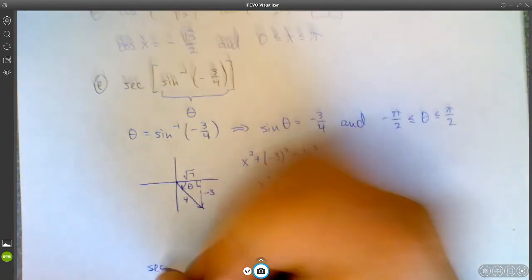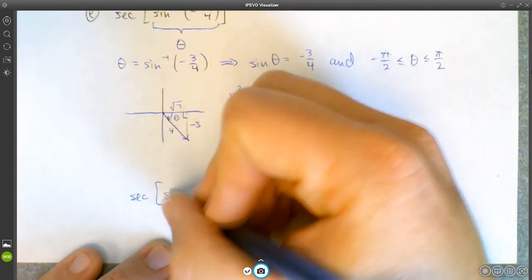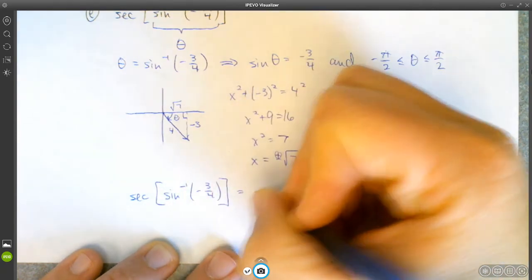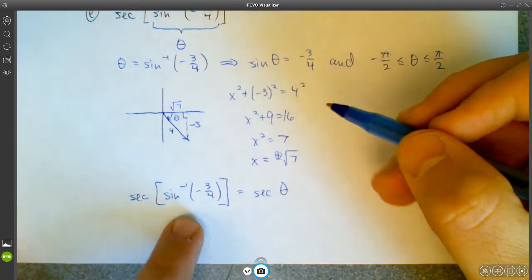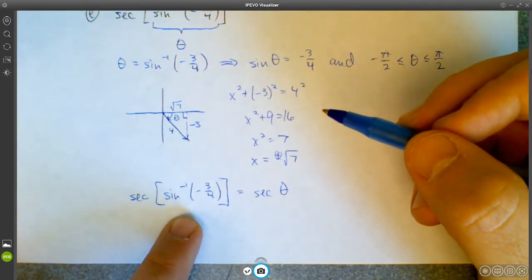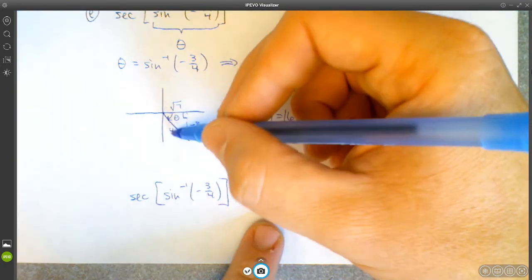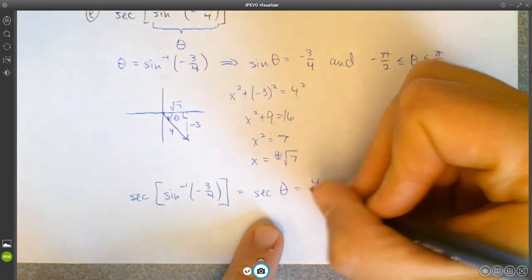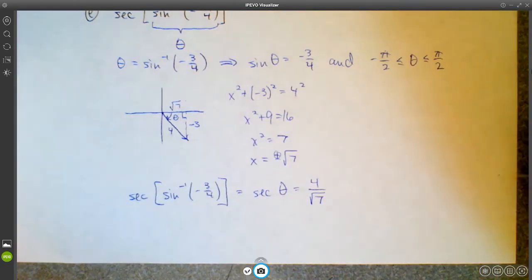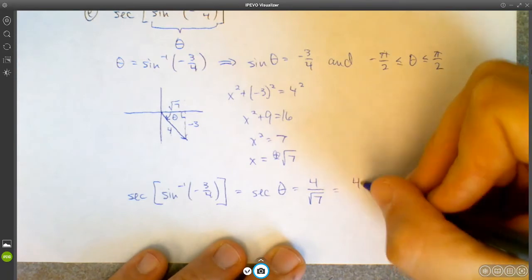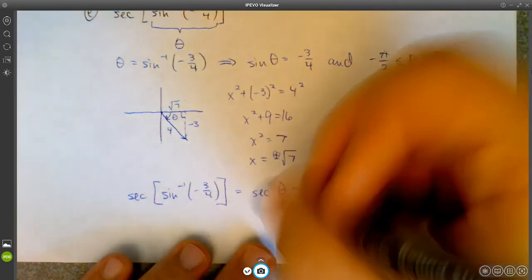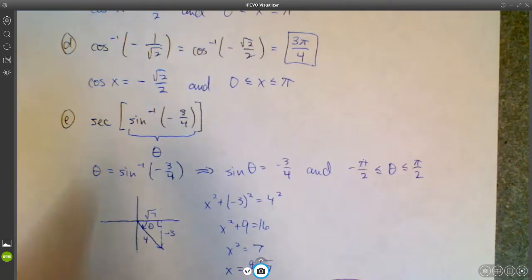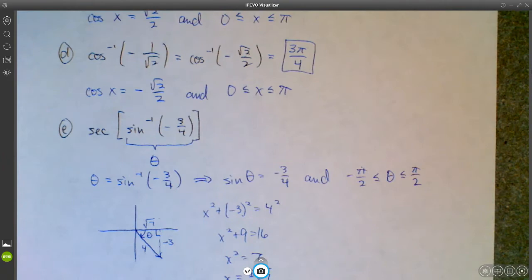secant of sine inverse of negative 3/4 is the same thing as secant theta, because we called sine inverse of negative 3/4 theta. And secant theta is hypotenuse over adjacent, so 4 over root 7. Or if you prefer to rationalize it, that's 4 root 7 over 7. Okay, so that's how you take care of something along those lines.